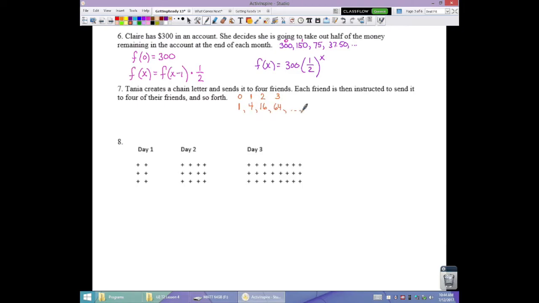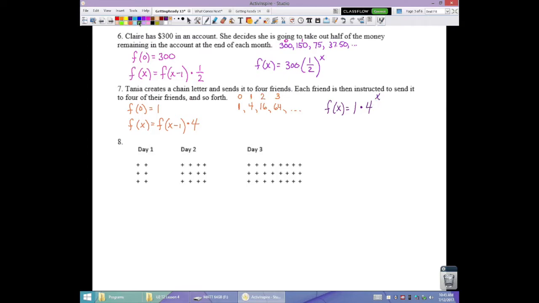So I'm going to consider the 0th term, the y-intercept, to be 1, which was just Tanya when she was the only one with the letter. So my recursive formula would be f of 0 equals 1, and f of x is the result of the previous term, f of x minus 1, times 4. The explicit formula will be f of x equals 1 times 4 to the x.